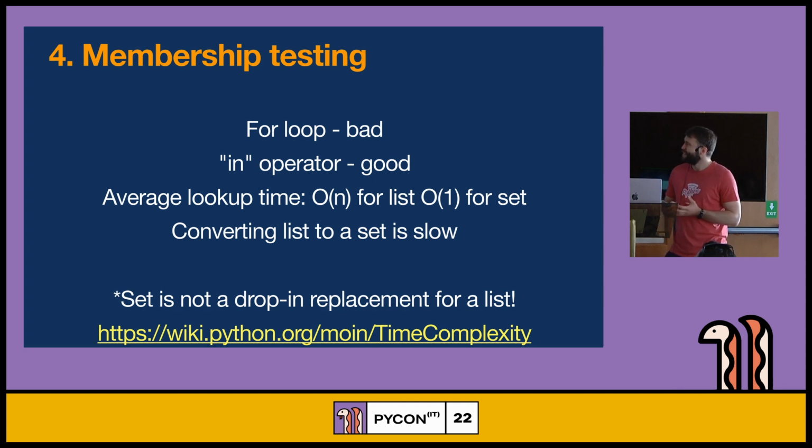And one last remark, set is not a drop-in replacement for a list. For example, sets are not ordered. So don't randomly change your data structures because some guy at the conference told you that you're gonna improve your code by 100,000 times. There's this really nice wiki page that shows you the time complexity for common operations in different Python data structures. So I can highly recommend this.